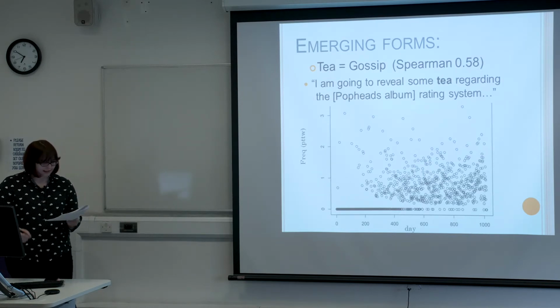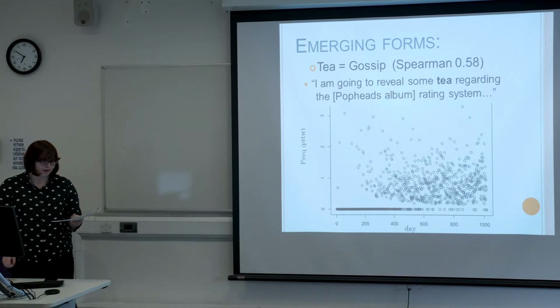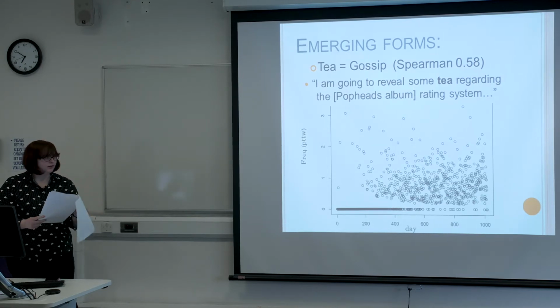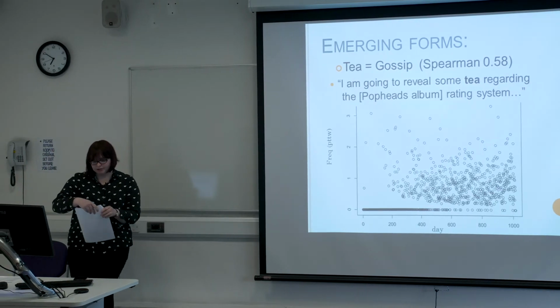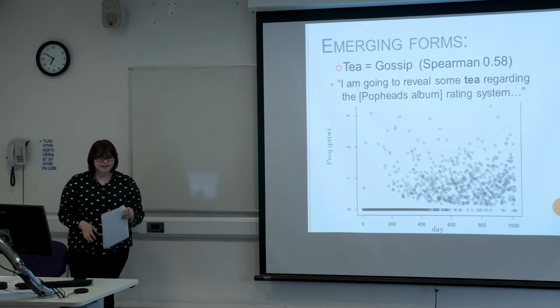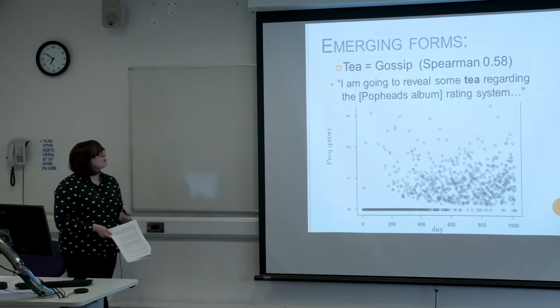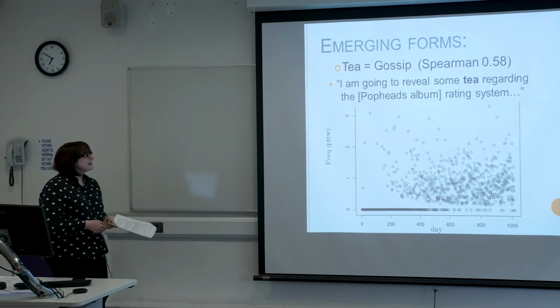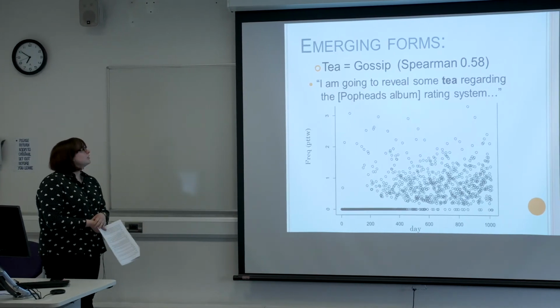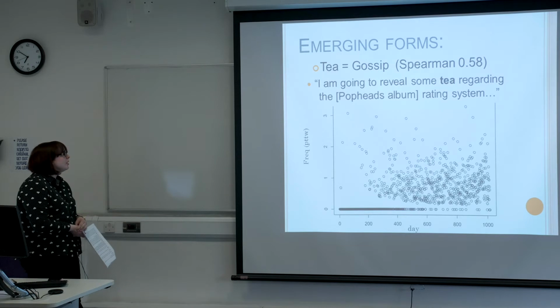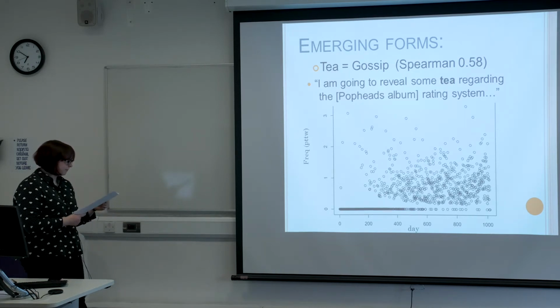So this process left me with a list of over 20 words with Spearman values between 0.4 and 0.8, which had increased in frequency over the data collection period. Time constraints prevent me from going through them all now, obviously, but just to give you an idea of the type of words seen in the dataset, we have the word "tea", which in this context is synonymous with gossip. As in the quote, "I am going to reveal some tea regarding the Popheads album rating system."